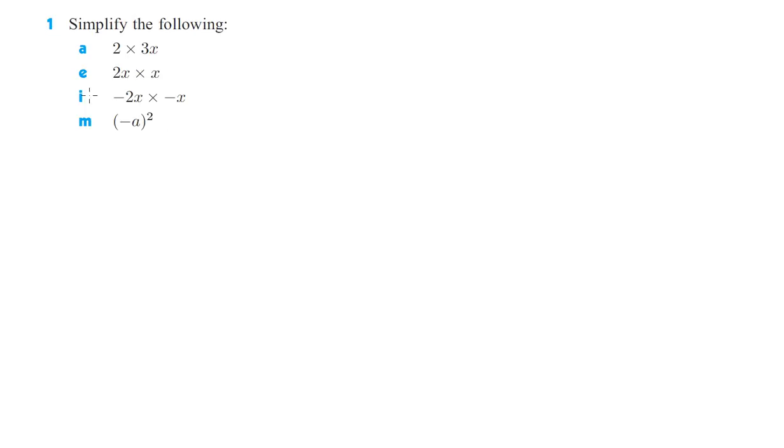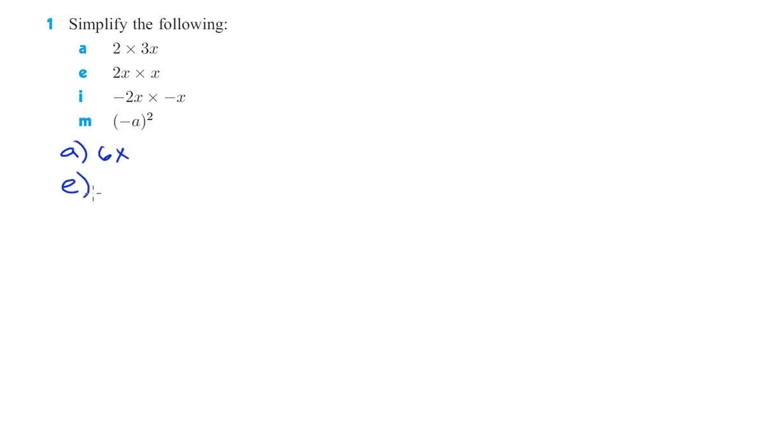All right, start with 1A here. Simplify the following. So really here, all we're going to do is just basically multiply like terms together. So we'll multiply the two constants together. So 2 times 3 is 6, and there's no x's to multiply together, so we get A is just 6x.